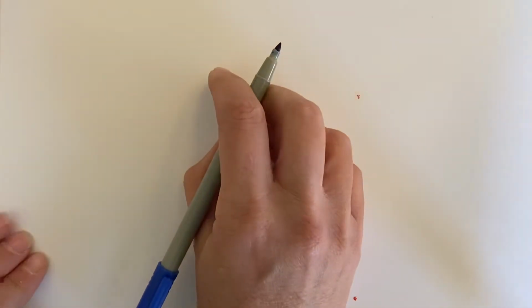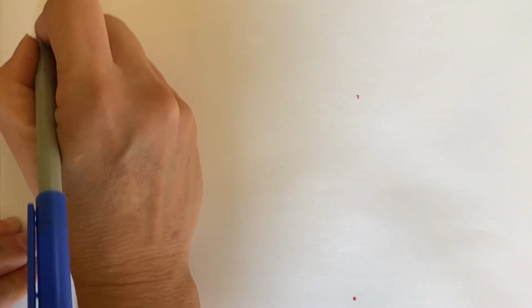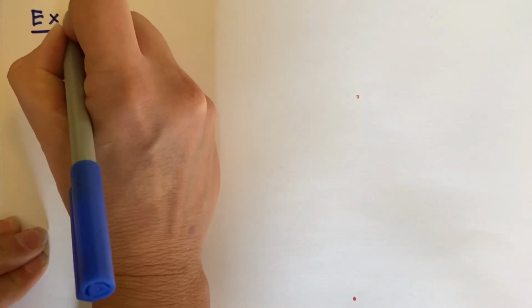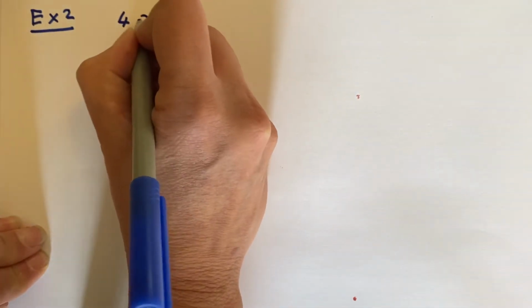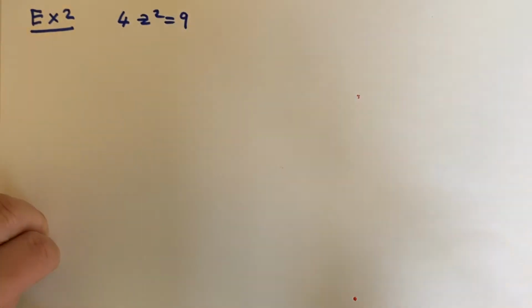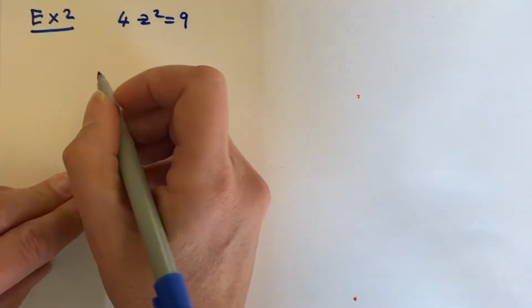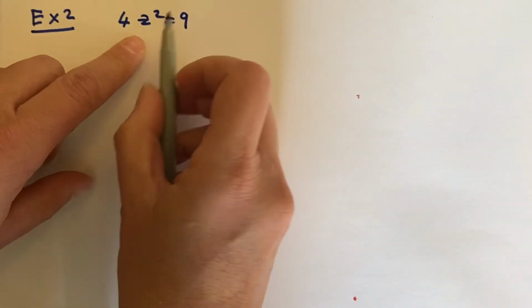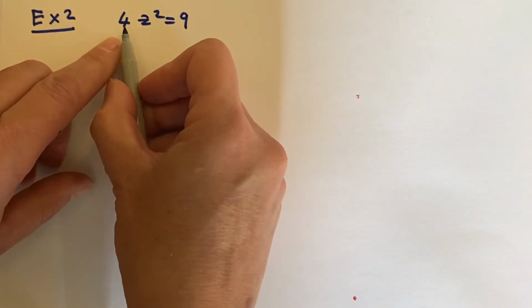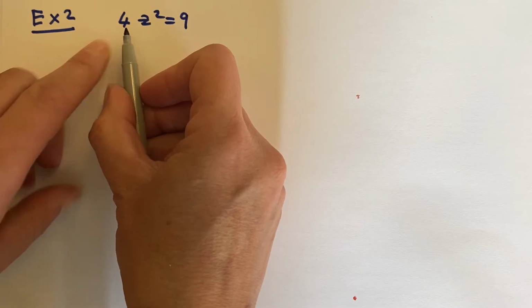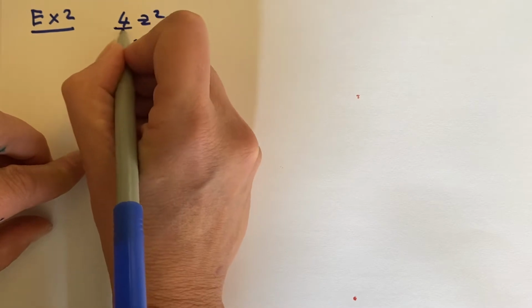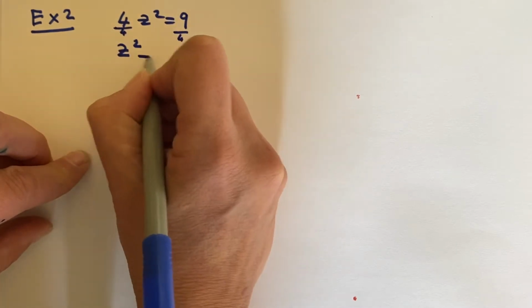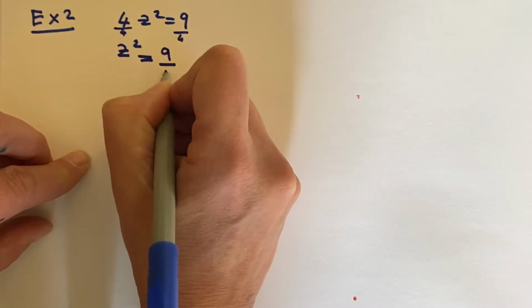Okay, let's look at example 2. Four z squared equals 9. Okay, well, we're gonna do what we learned, right? We have the z squared on one side, but I still have this coefficient in front I gotta get rid of. So I'm gonna divide both sides by 4, right? Divide by 4, and I get z squared is 9/4.